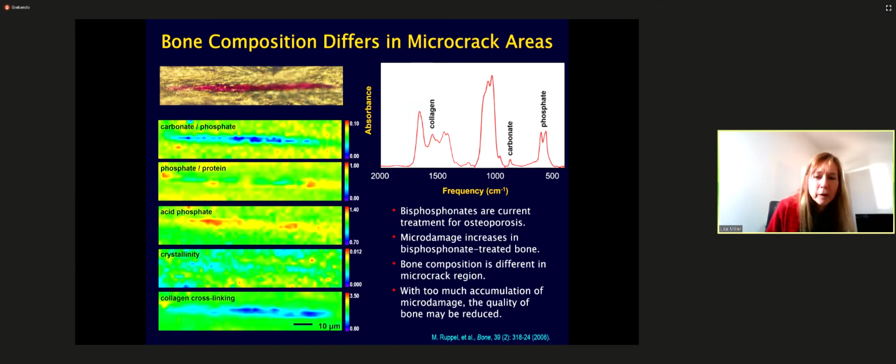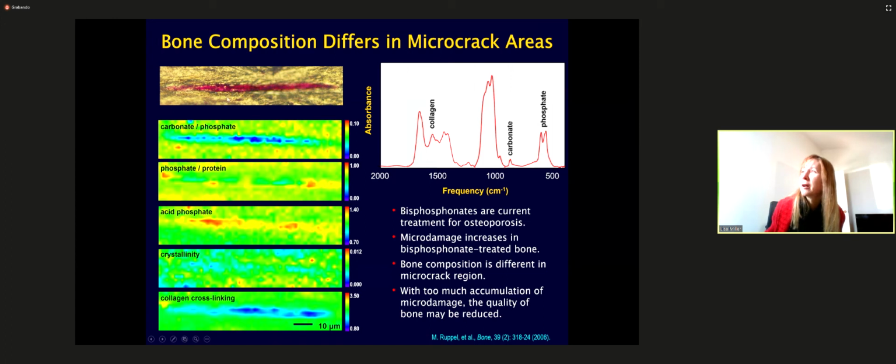So another study we did with bone had to do with microcracks, and also something that they've discovered in osteoporosis. One of the common treatments for osteoporosis are drugs called bisphosphonates, and they do a great job at slowing bone loss. But the question was, with these bisphosphonates, whether the chemistry of the bone, the composition of the bone, was actually affected in the process of bisphosphonate treatment. And it was shown just using light microscopy that something called microdamage, or these microcracks, were increasing in bisphosphonate-treated animals.